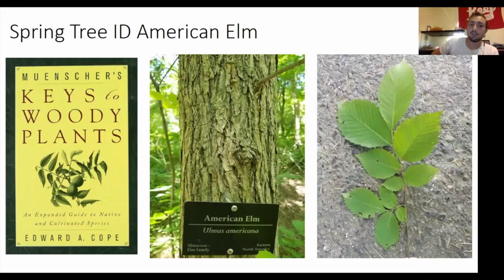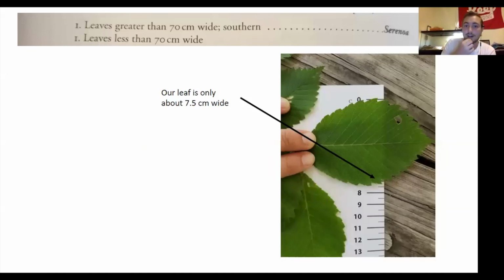All right. So we're going to use our Muncher's keys to woody plants to identify a sample here, an American elm sample. So remember, when we start, we have to do a key to genera. So you see here, this says Serona up here. Sometimes Latin pronunciation is really dependent on how you like to say it, but that is a genus. So if we were to say that leaves are greater than 70 centimeters wide, we would go to the key for that genus, which is separate from the key that we are about to use.